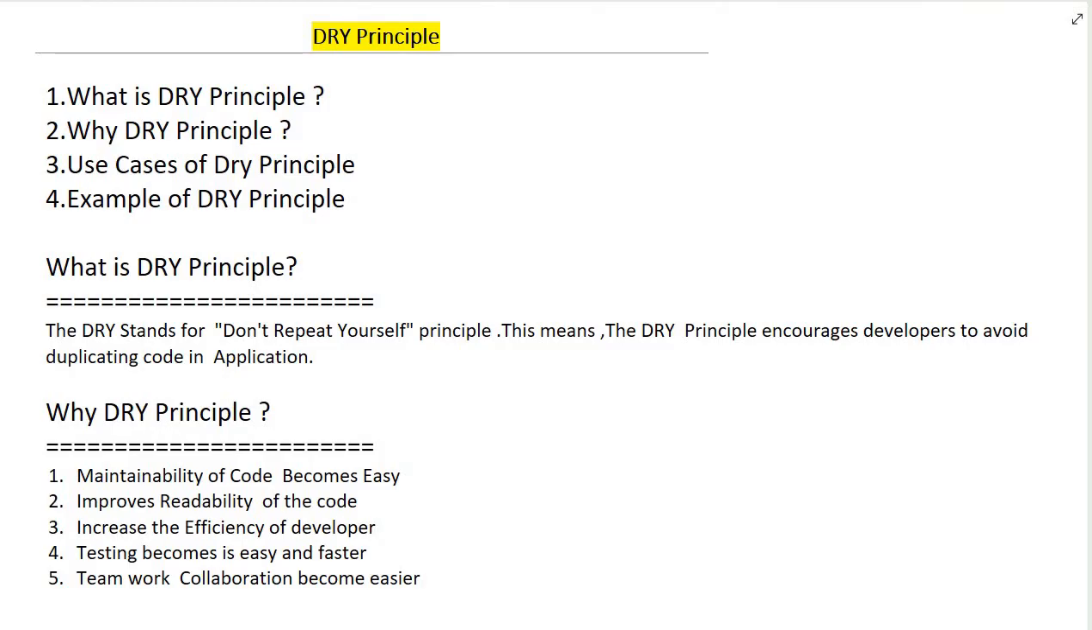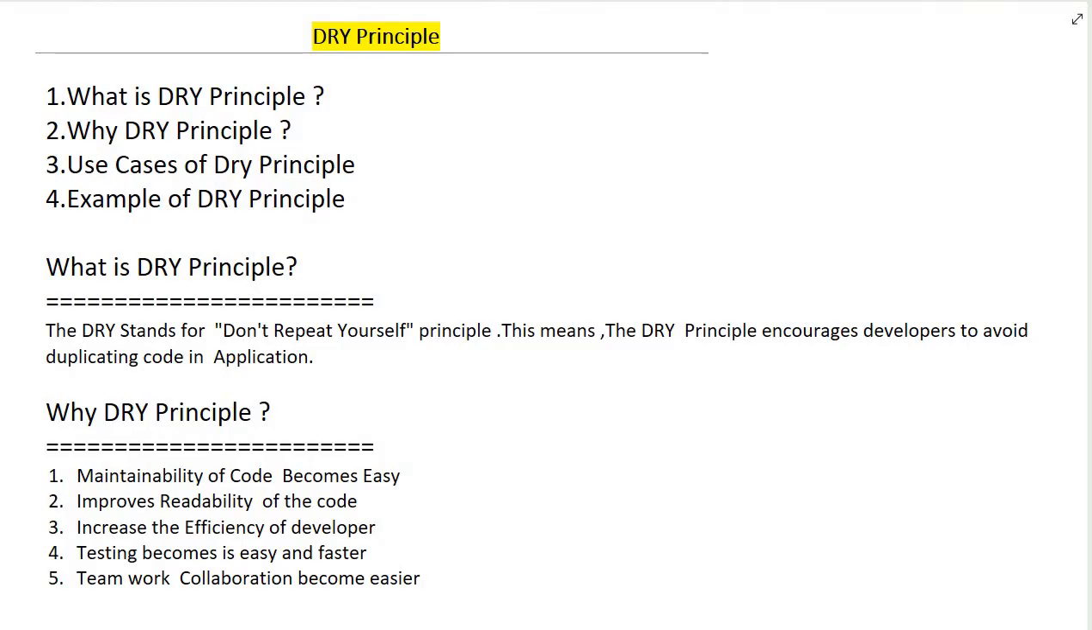So, what exactly does DRY stand for? DRY stands for Don't Repeat Yourself, a simple yet powerful concept. The DRY principle encourages every developer to avoid duplicating code in application development. In short, the goal of the DRY principle is to eliminate the redundancy of the code.